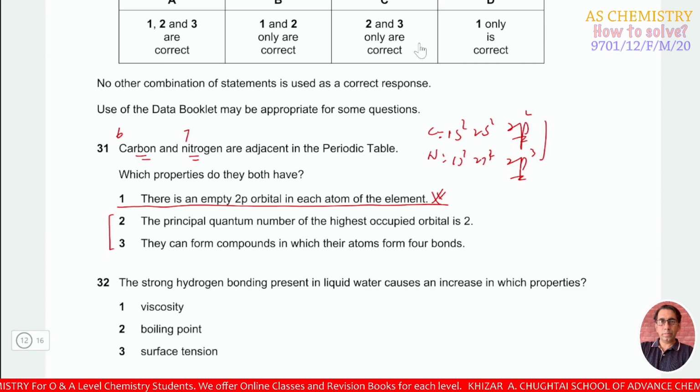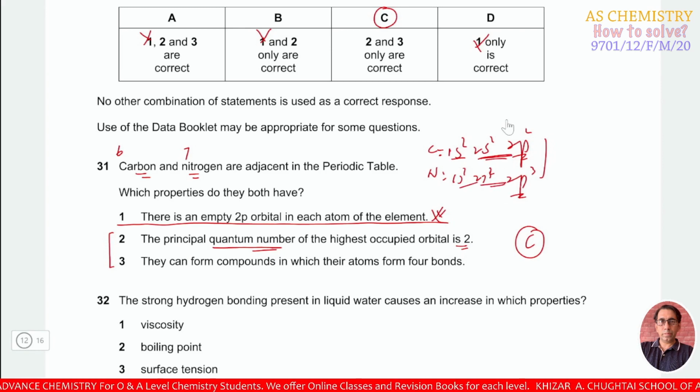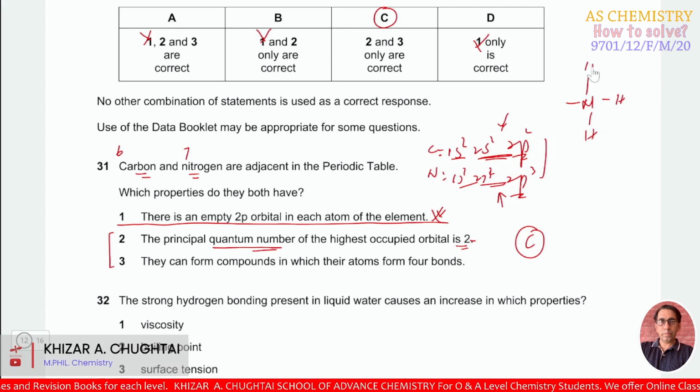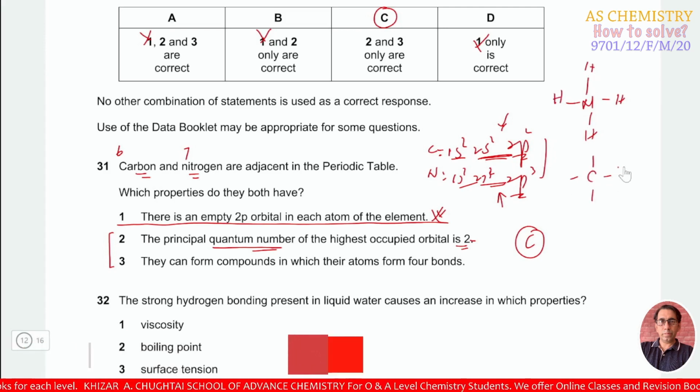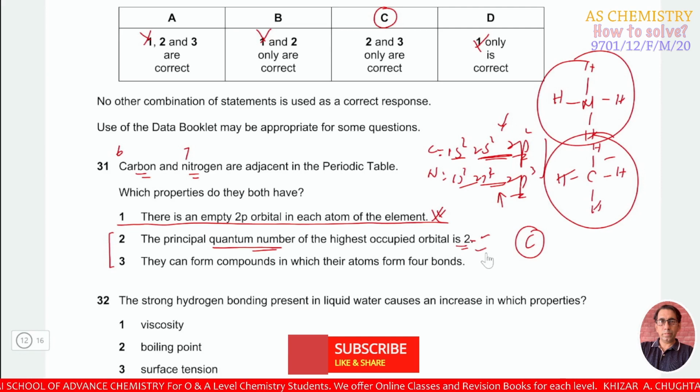From this scheme, if 1 is incorrect, there is only one option, that is the C option. So the correct option is C. The principal quantum number of the highest occupied orbital is equal to 2. The principal quantum number is equal to the number of the shell. They both have 2 shells, and the outermost shell is shell number 2. Yes, it is correct. The third one: they can form compounds in which their atoms form 4 bonds. Yes, nitrogen in the form of NH4+ can form 4 bonds. Carbon, in the excited state, is also able to make 4 bonds. So yes, these 2 are the correct options.